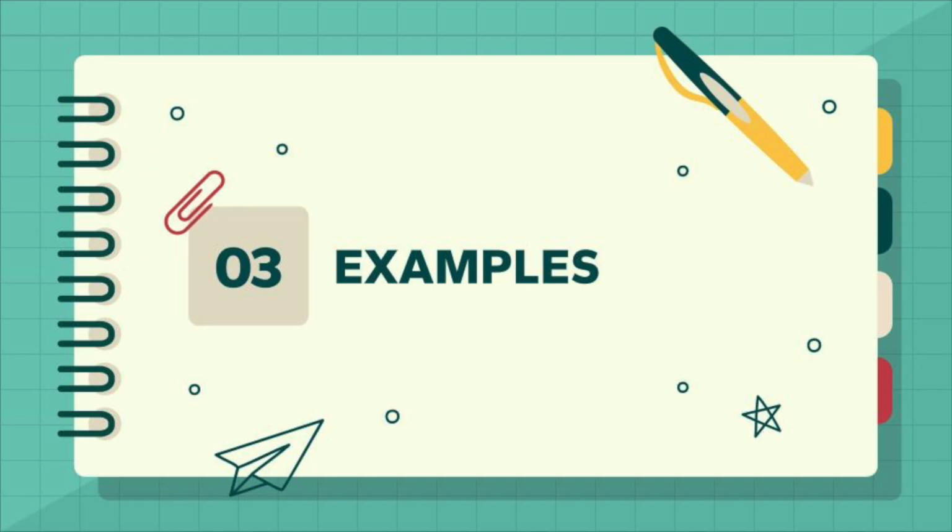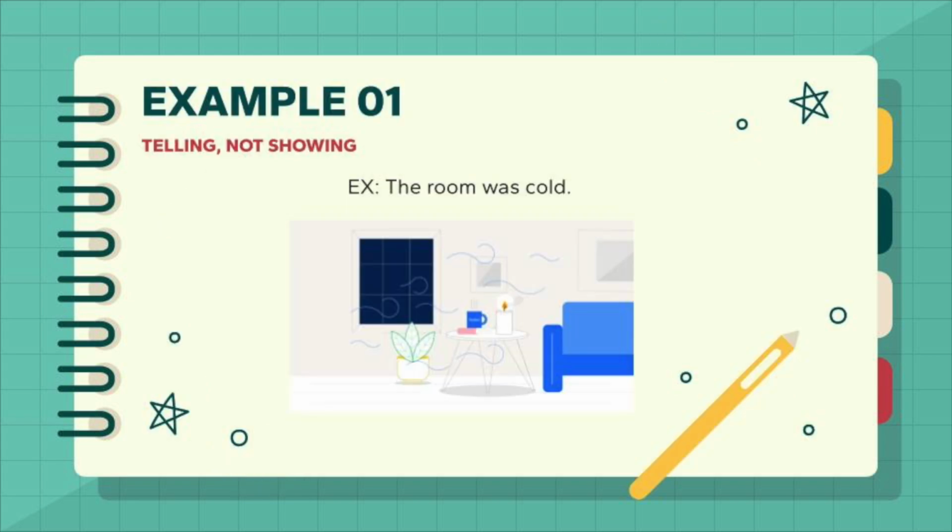Step 3, examples. In this part of the guide, I will give you an example of a telling phrase, and then an image that it might conjure up, in comparison to showing phrases and the images that they create. Example 1, telling, not showing. The room was cold. In this picture, you can see very little details. It leaves a pretty blank slate without giving room for the reader to imagine.